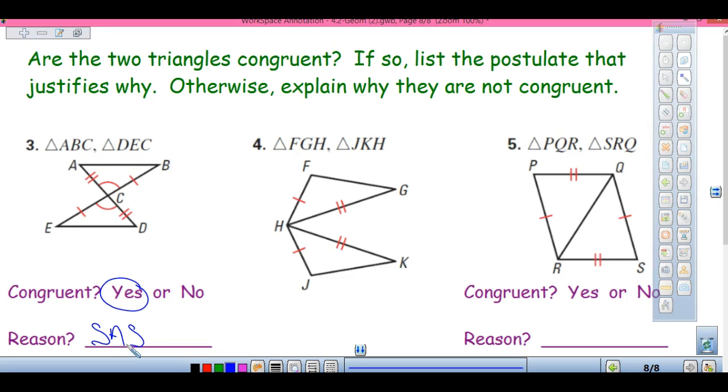Well, we don't know JK and GF. So right now, the only thing that we know, based off of what's on our picture, is that FH is congruent to HJ, and that HG is congruent to HK. Okay, I don't know that third side. If I don't have that third side, do I have the included angle? I don't in this case, right? Because those aren't vertical angles. So do I have enough information? No. So in this case, we've got to go not enough info.